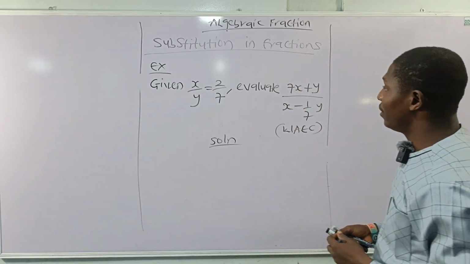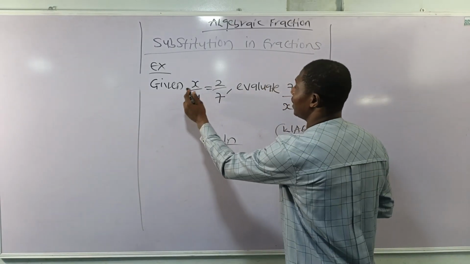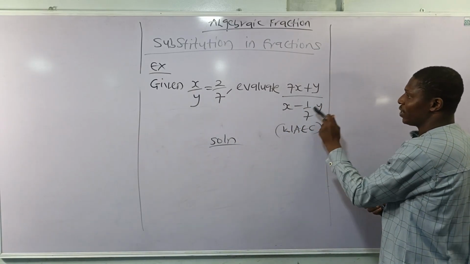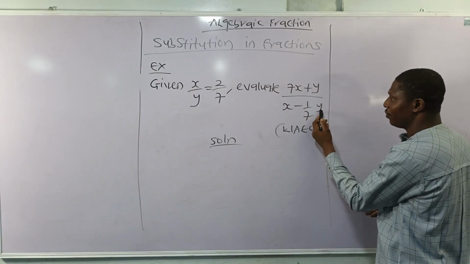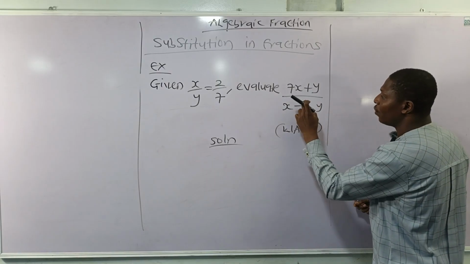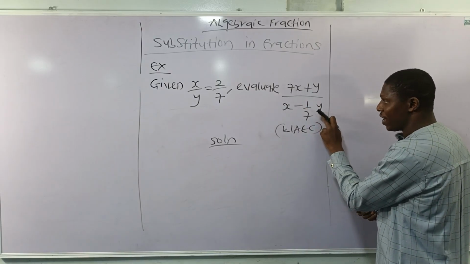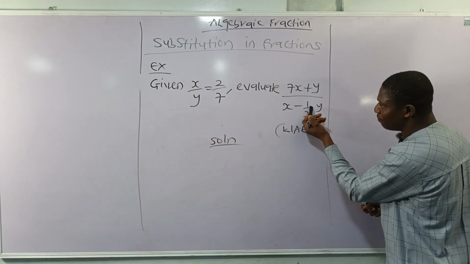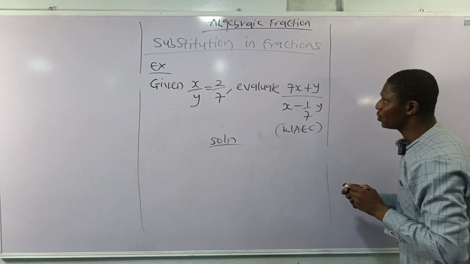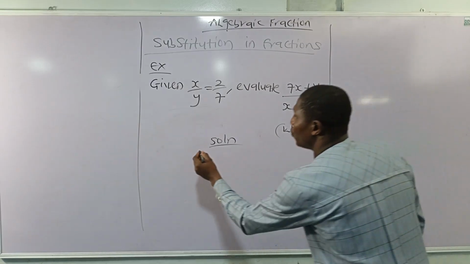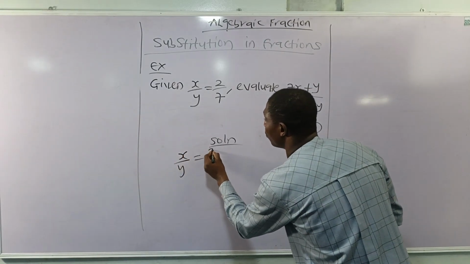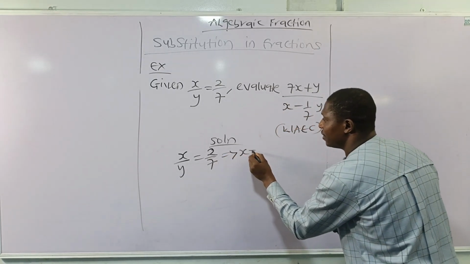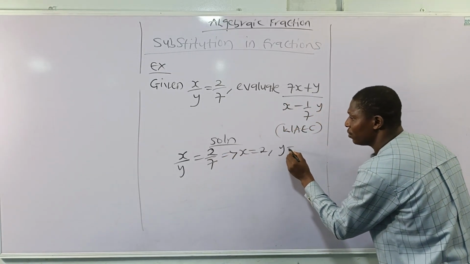So we have another example here, and it says given that x over y is equal to 2 over 7, evaluate 7x plus y all over x minus 1 all over 7y. This is 1/7 of y. So this y can be written at the top because it's at the middle of this division sign. Please take note. So we have x over y equals 2 over 7. This simply means that x is equal to 2 and y is equal to 7.